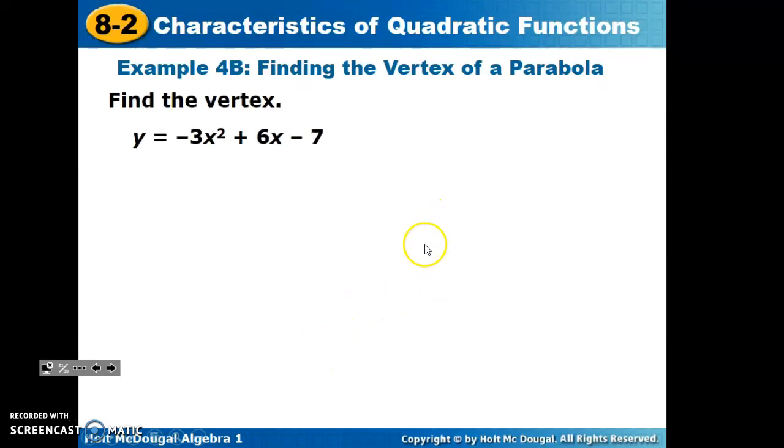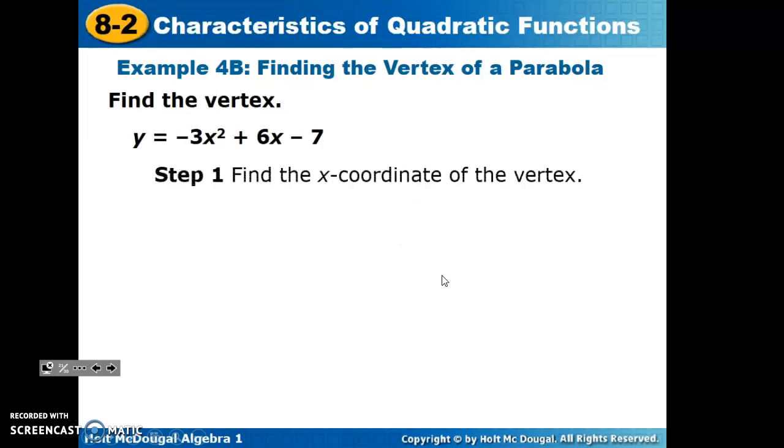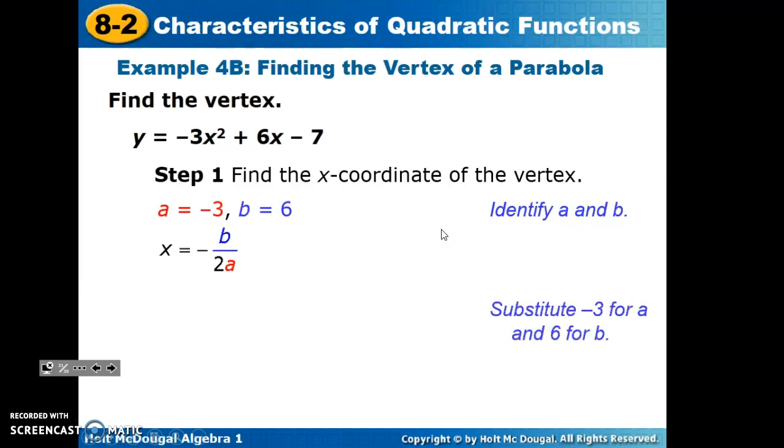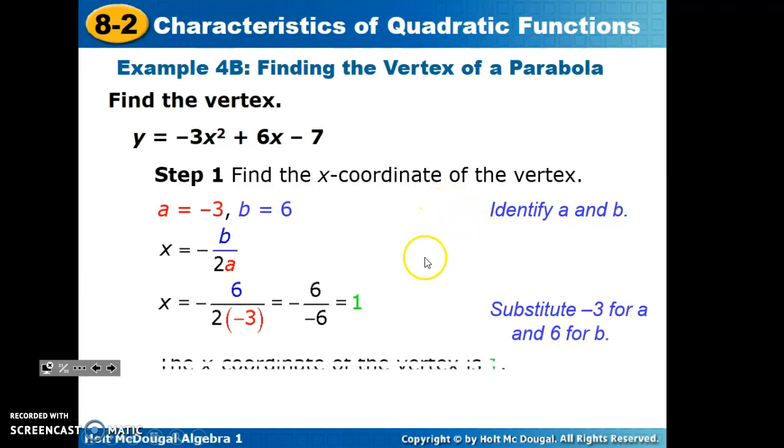Let's find the vertex of this problem, going through the steps. Finding the x-coordinate of the vertex, identify a and b. We have negative 3 and 6. Now we're using our formula. We're going to find x by substituting b and a into our formula, negative b over 2a. We're going to substitute negative 3 for a and 6 for b. Finding our vertex at 1.